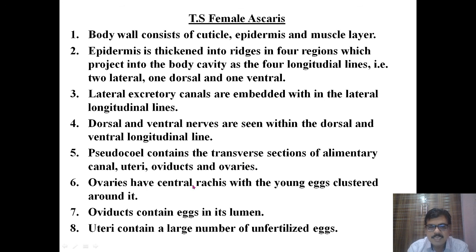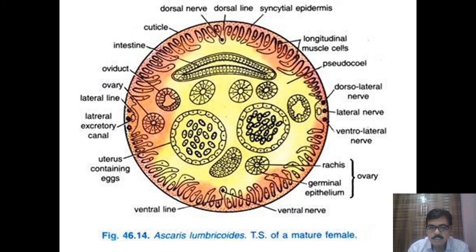Ovaries have the central rachis with young eggs clustered around it. Oviduct contains the eggs in its lumen, and uterus contains a large number of unfertilized eggs. So these are the structures which can be seen in the TS of the female Ascaris.